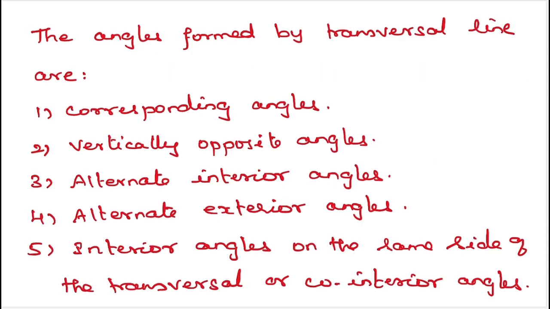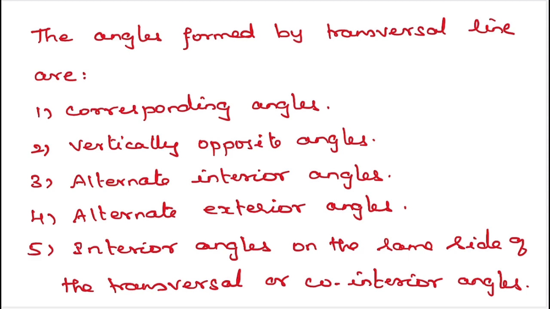There are some angles formed by the transversal lines. They are corresponding angles, vertically opposite angles, alternate interior angles, alternate exterior angles, interior angles on the same side of the transversal, or co-interior angles. Or it can also be called consecutive interior angles.